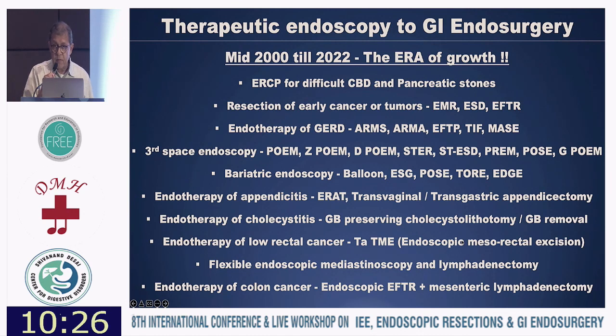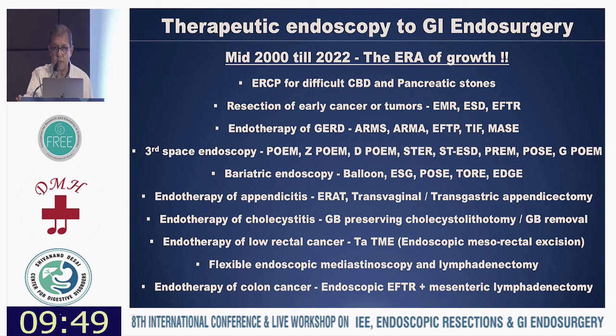Some endoscopists also started slowly replacing traditional surgical procedures like treatment of appendicitis by going in with a colonoscope, placing stents in the appendix and doing treatment for acute appendicitis. They did a transcecal appendicectomy procedure by resecting from the appendix opening, going outside in the peritoneum and taking the appendix out of the colon. Then of course, resection of low rectal cancers, along with lymphadenectomy by going inside the peritoneum. Cholecystitis also started being treated by a few physicians from the world.